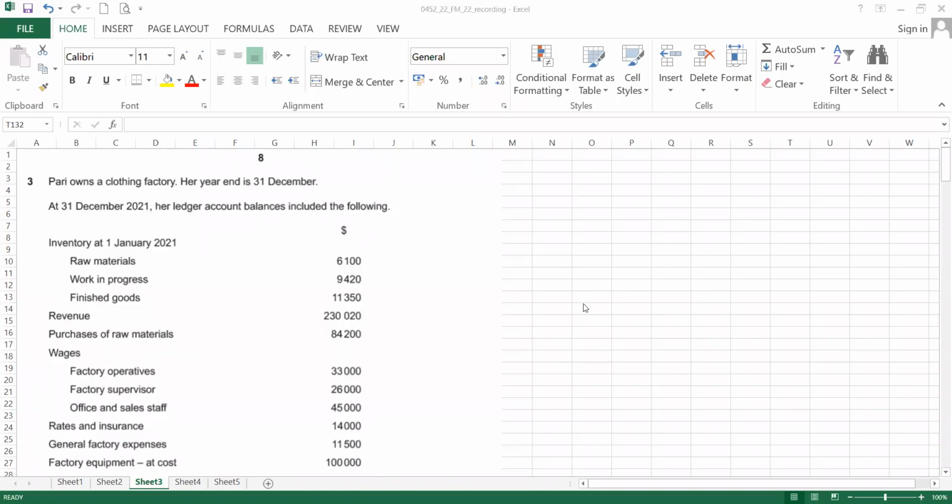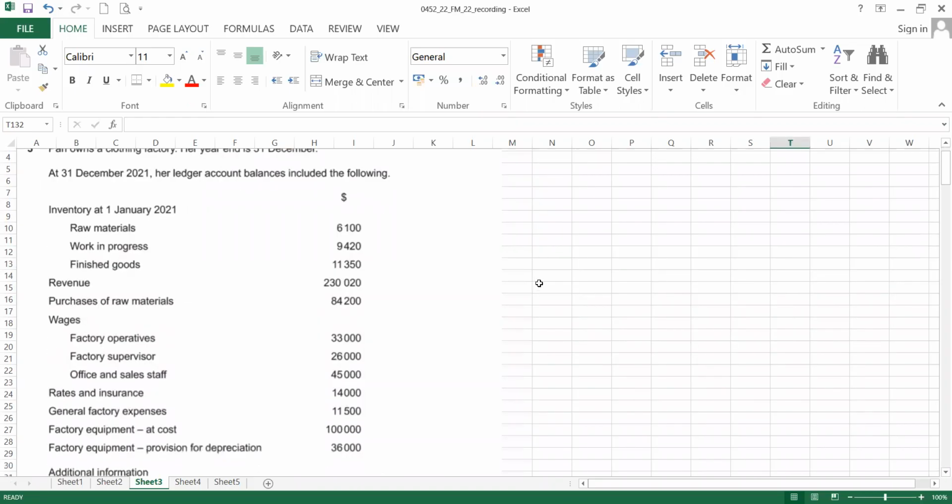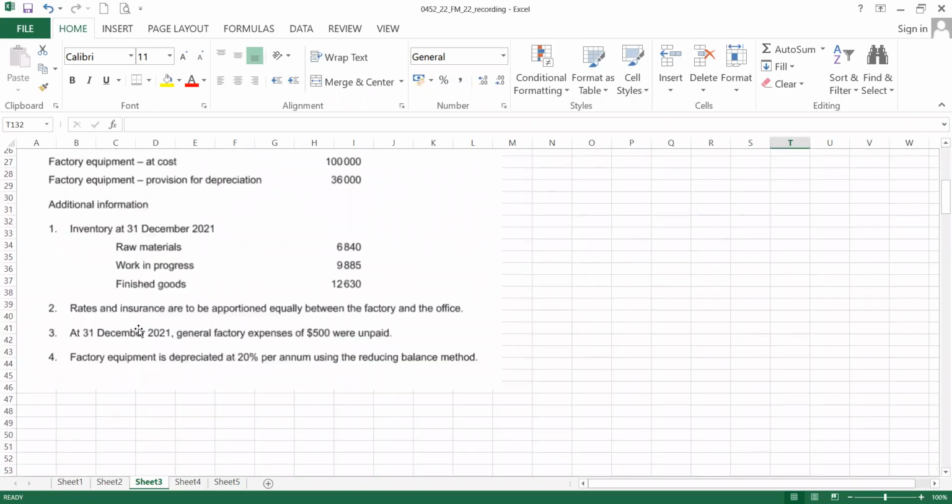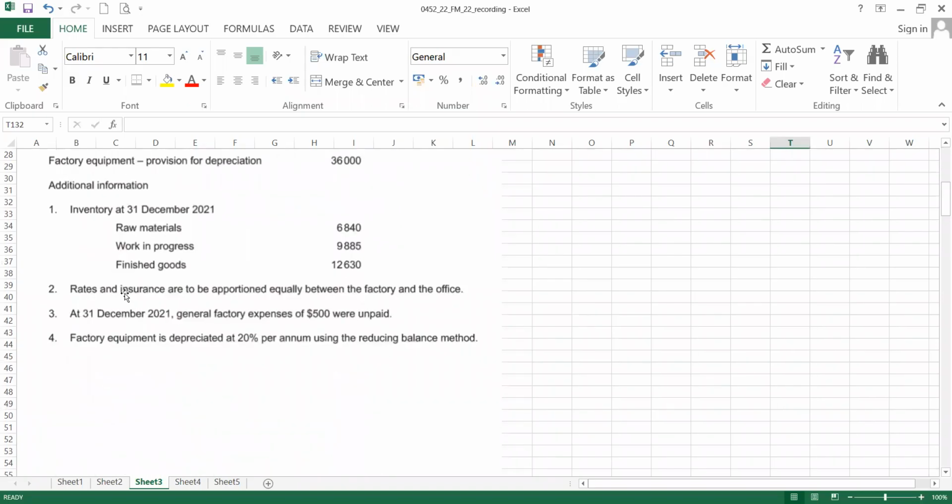Okay, question number 3. Ari owned a clothing factory. So factory means the manufacturing account. Her year end is 31st December. At 31st December 2021, her ledger account balances include the following. So this is the inventory at the beginning of the year, revenue, purchases, and so on. Rates and insurance are to be apportioned equally between factory and office.